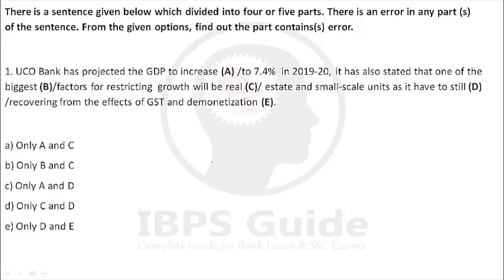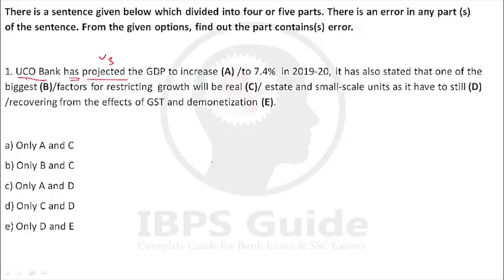So at first, UCO Bank has projected the GDP. UCO Bank is a singular subject, so that's why we take has. And with has, the verb is in the third form, definitely. So projected is the third form of the verb. The GDP to increase, means there will be no error in A portion. So option A, and option C, will not be our answer, because A portion is absolutely correct.